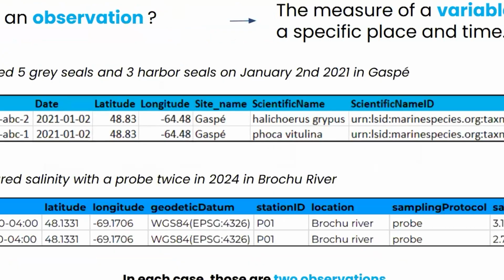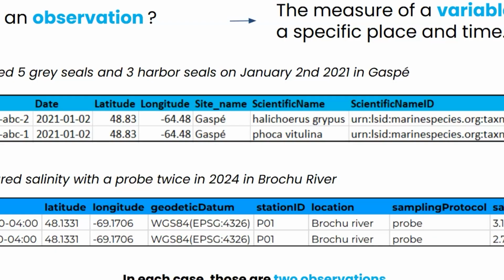So first, what is an observation? It's the measure of a variable in a specific place and time. And here I have two examples. So let's say we observed 5 gray seals and 3 harbor seals on January 2nd, 2021 in Gaspé. Or we measured salinity with a probe twice in 2024 in the rivière Brochu. So in both these cases, those are two observations. So they should both have two lines.